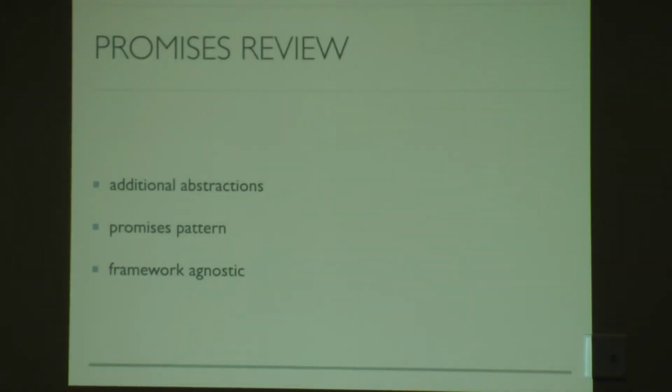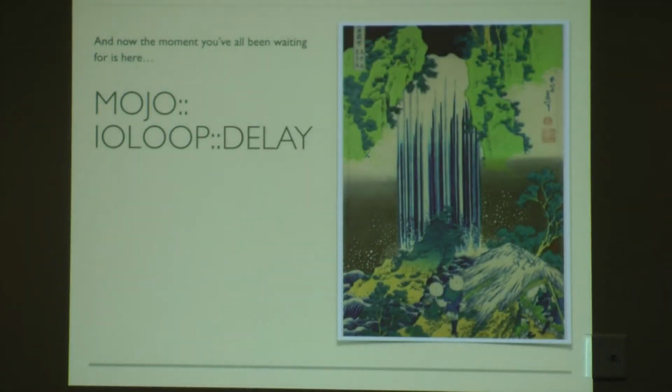Why would you use promises? It does give you some nice abstractions. It uses the promises pattern if you like that. It's also framework agnostic. You saw I just pulled that into Mojolicious, and it works fine. There's a lot of nice things about promises. I don't have much negative to say other than the promises pattern itself can be a little bit hard to grok. Okay, and now the moment you've all been waiting for is here. We're going to talk about Mojo::IOLoop::Delay.